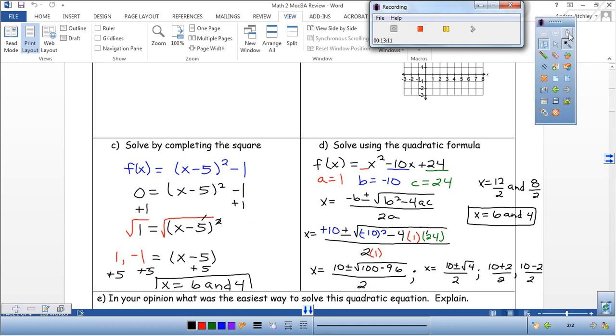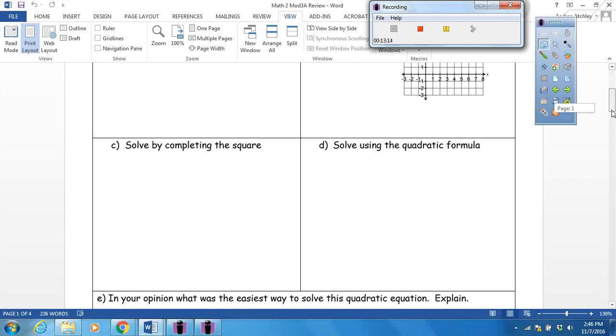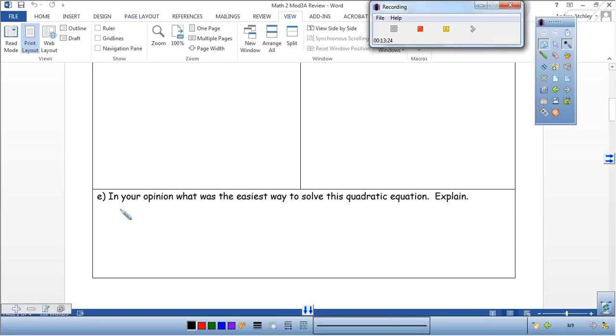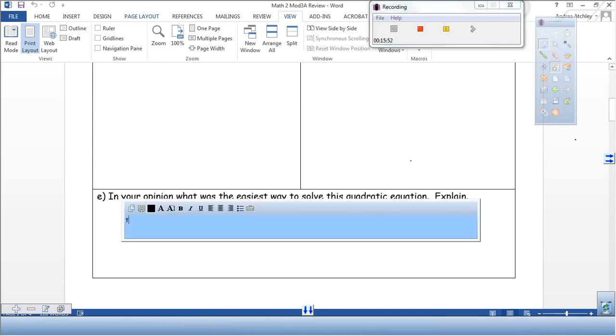Now the last thing they want us to talk about is, in your opinion, what was the easiest way to solve the quadratic equation, and explain. So that can be different for each of you, but I would hope that you could see that factoring it is kind of the easiest. If you can't factor, obviously, then maybe another way would be easier for you. Or if you like to graph it or to square root it, then you could do that. But for me, I like to solve this by factoring.